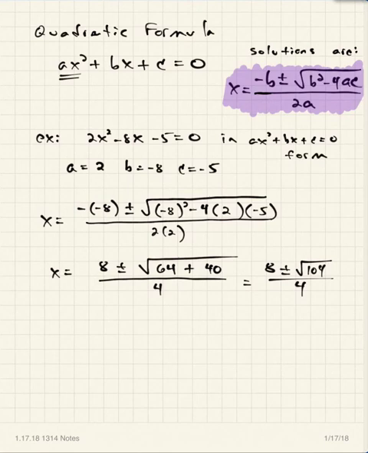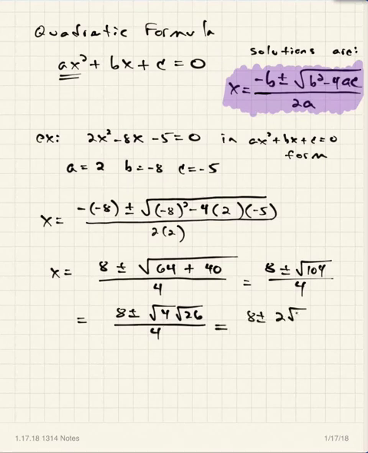All right, and so then the square root of 104, believe it or not, simplifies. And so you have 8 plus or minus the square root of 104 is the square root of 4 times the square root of 26. It's kind of yucky to simplify, all divided by 4. And so you have 8 plus or minus 2 times the square root of 26, all divided by 4.